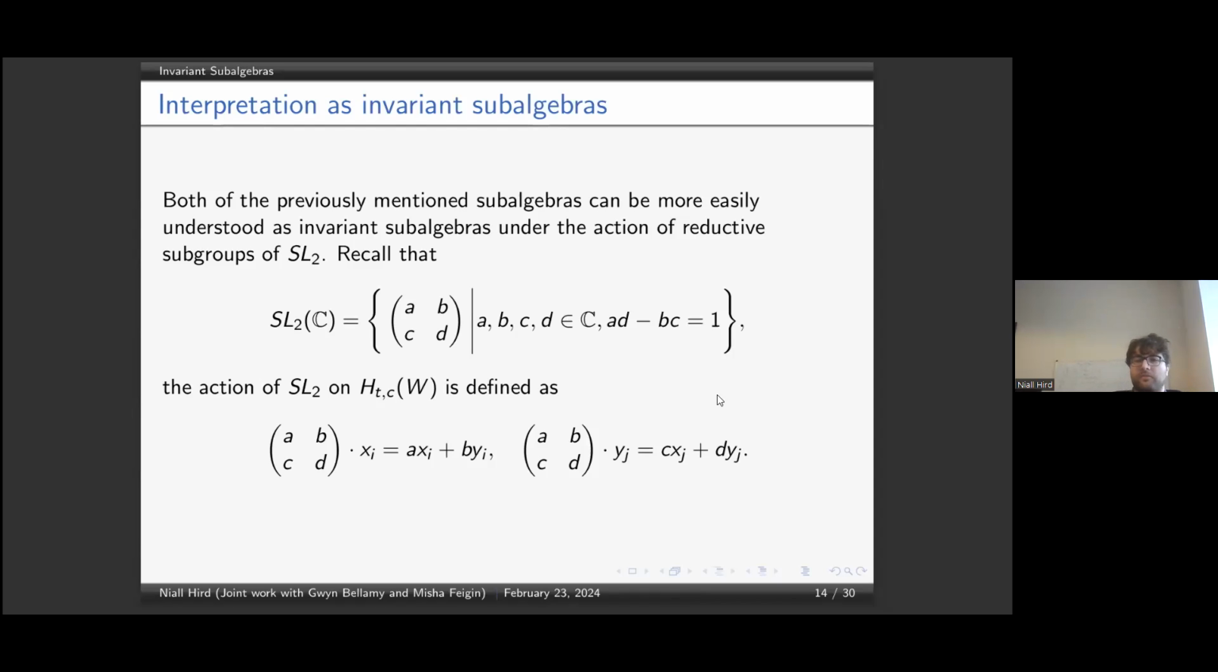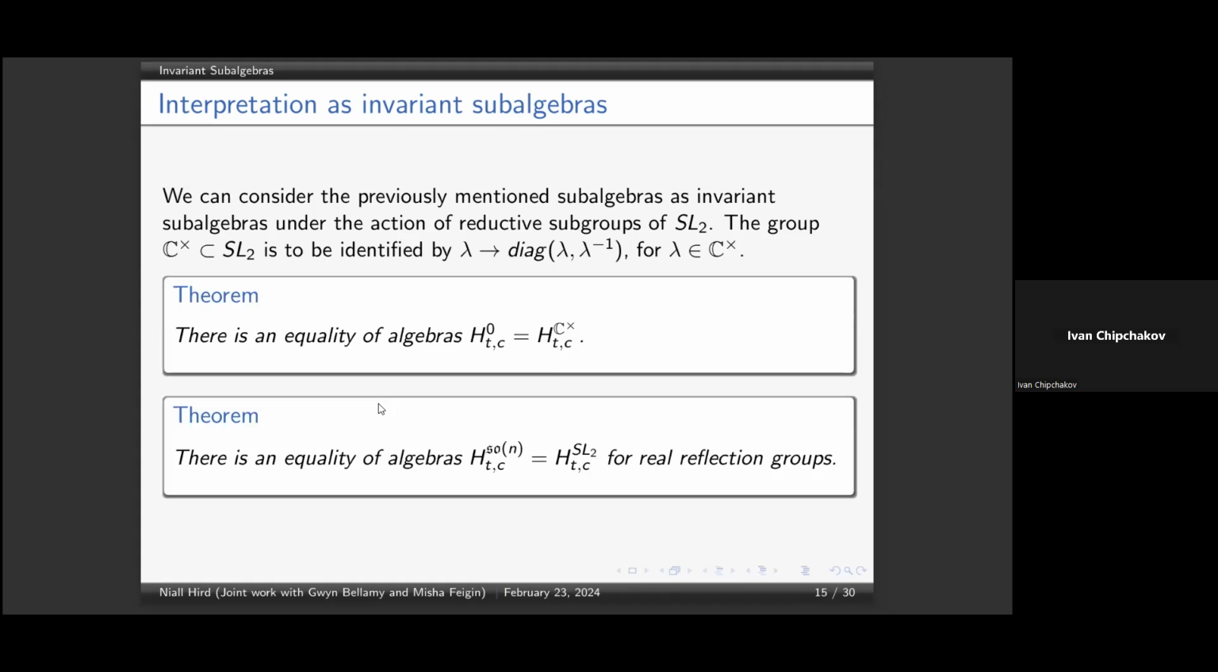Okay, so now we're finally getting to more of the point of the talk. So I claimed that we're looking at these subalgebras as invariants under reductive subgroups of SL2 in the blurb. So this is how you do it. So we've got SL2 here, just the 2x2 matrices with determinant 1. Then this has a canonical action on rational Cherednik algebras. If we've got a matrix A, B, C, D here, on your x's, it sends that to AX plus BY, and it sends Y to CX plus DY, right?